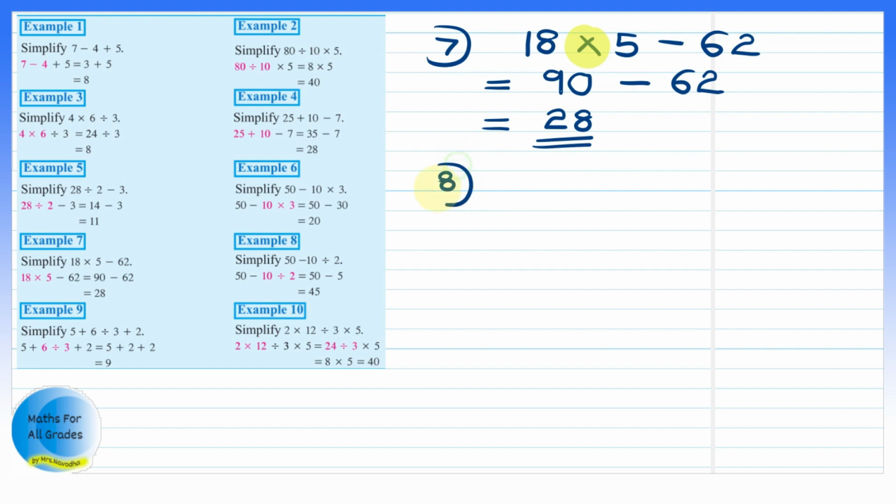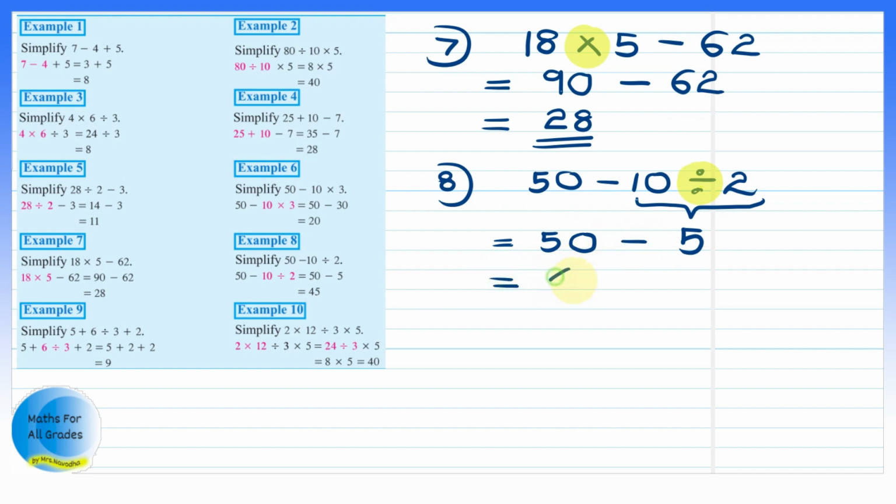Example number 8. 50 minus 10 divide 2. We are going to start with the division because it has more power than subtraction. 10 divided by 2 equals 5. Now 50 minus 5 equals 45.